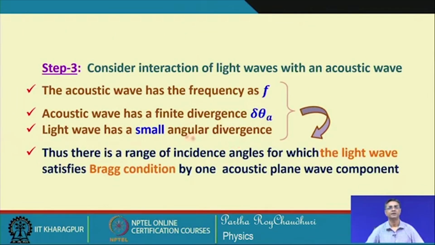Next, we consider that the acoustic wave has a frequency f, but now this time the acoustic wave has a finite divergence delta theta A, and the light wave has a relatively small angular divergence, it is almost well directed. In that case, what will happen? Because this time your acoustic wave has an angular divergence, but the light wave is almost well directed, there is a range of incident angles for which the light wave satisfies the Bragg condition by one acoustic plane wave component.